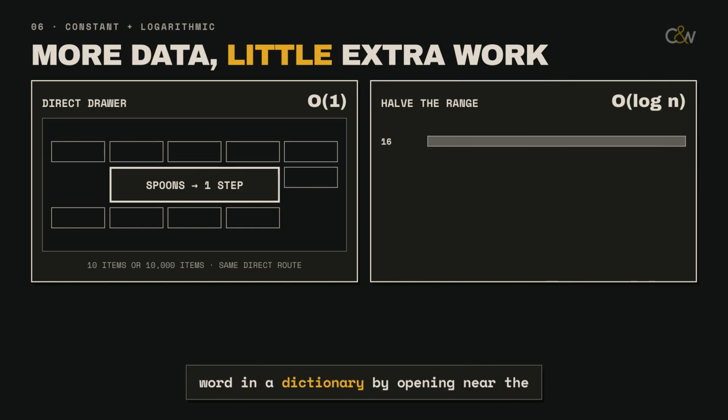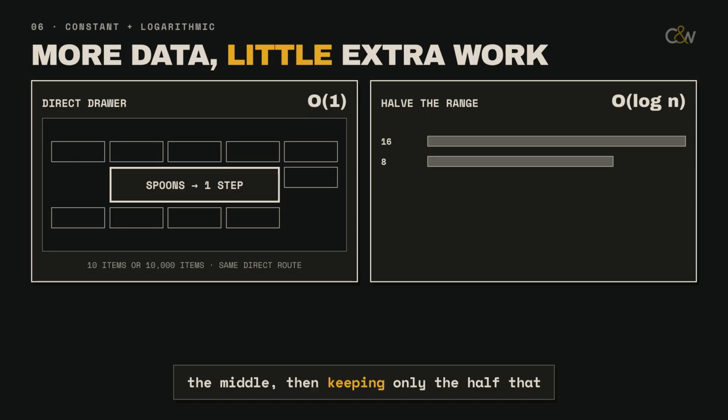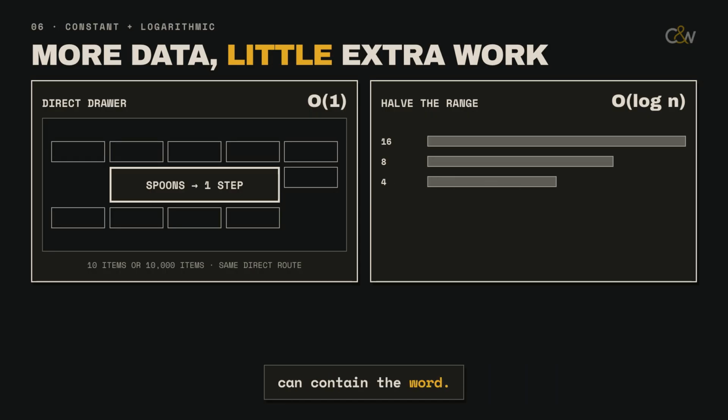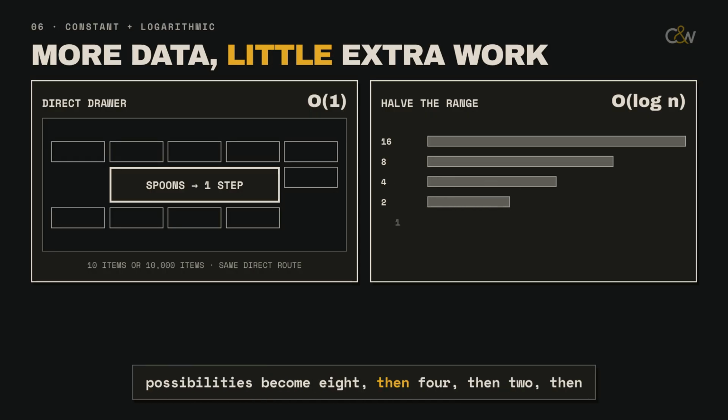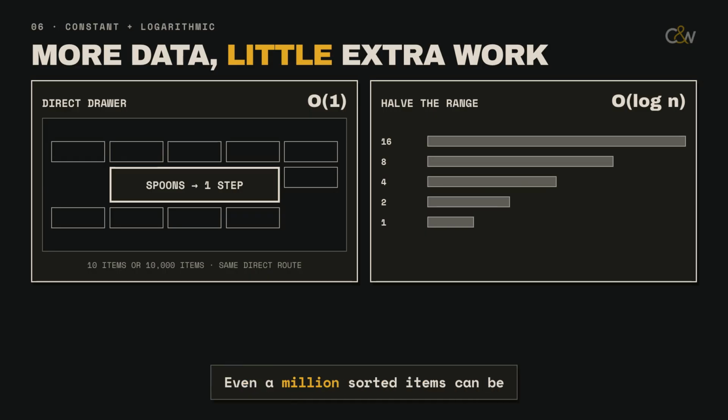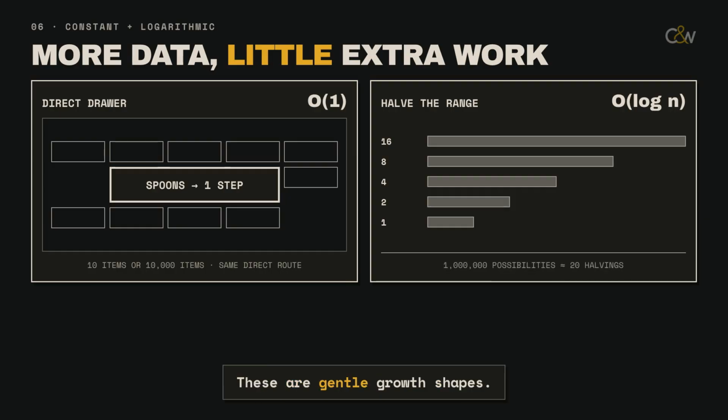Think of finding a word in a dictionary by opening near the middle, then keeping only the half that can contain the word. 16 possibilities become 8, then 4, then 2, then 1. Even a million sorted items can be narrowed down in about 20 halvings. These are gentle growth shapes. More data adds little, or sometimes no, extra work to the operation.